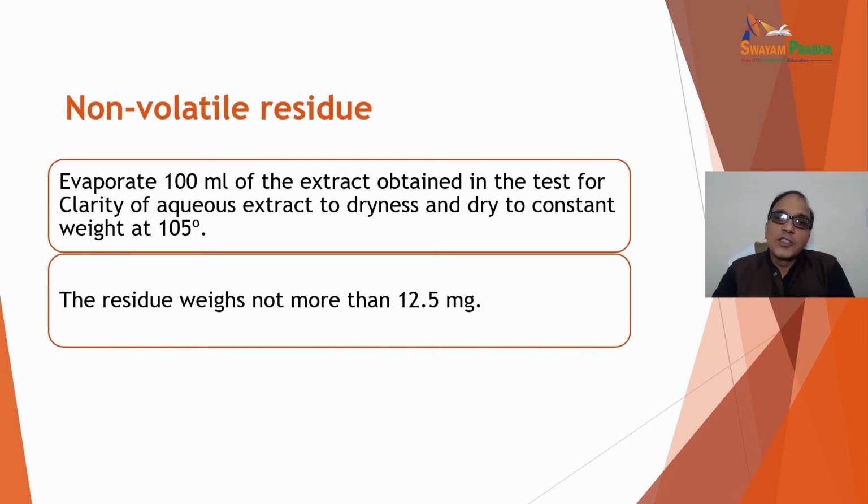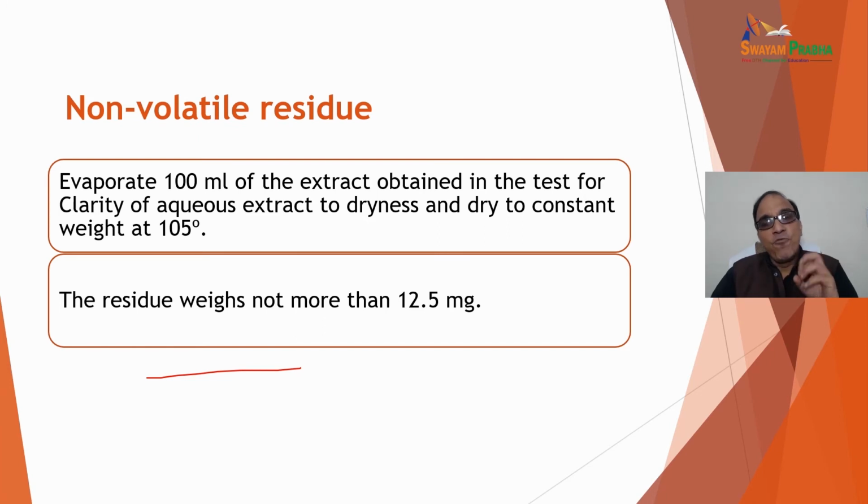For the non-volatile residue, evaporate 100 ml of the extract obtained in the test for clarity of aqueous extract to dryness and dry to constant weight at 105 degrees Celsius. The residue weighs not more than 12.5 milligram. So what is the limit? 12.5 milligram for that particular residue, the non-volatile residue.